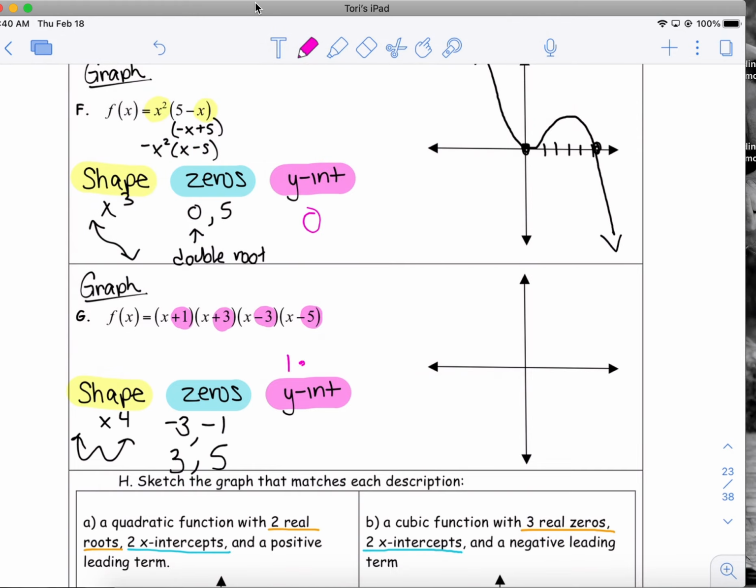So 1 times 3 times -3 times -5. So -9 times -5, so we got a +45 here. All right, let's graph this guy up. Y-intercept is going to be super high. I'm just going to label this 45.